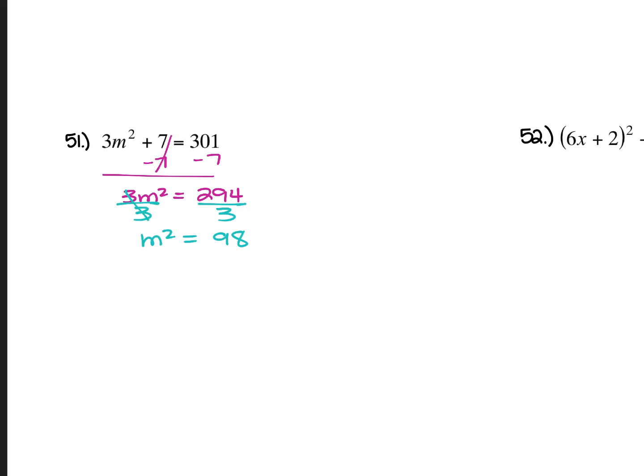From here, you're going to take the square root of both sides. So remember the plus or minus in front of your answer. That 98 is 2 and 49. The 49 is 7 and 7. So your 7s pair up. This gives you m is equal to plus or minus 7 square root 2.